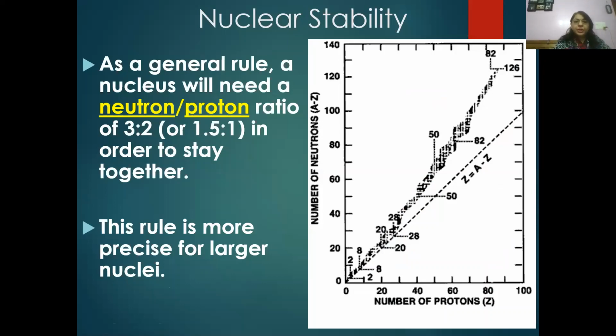As a general rule, a nucleus will need a neutron by proton ratio of 3:2 or 1.5:1 in order to stay together. Now, this rule is more precise for larger nuclei. Now, let us look at the graph. We can see that the N by Z graph is as plotted here, and you can see 50, 82 and things like this written, which correspond to the number of neutrons for a particular number of protons in the nucleus.